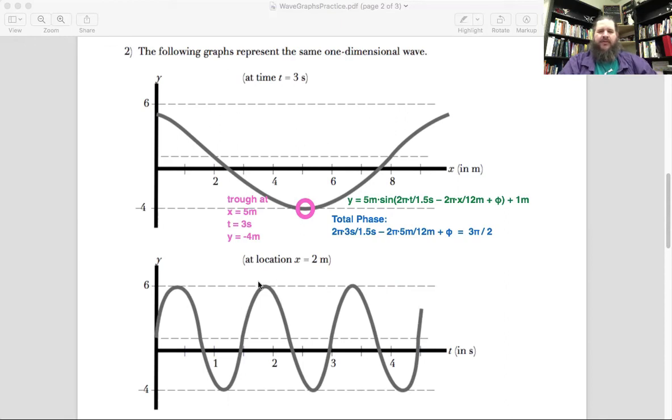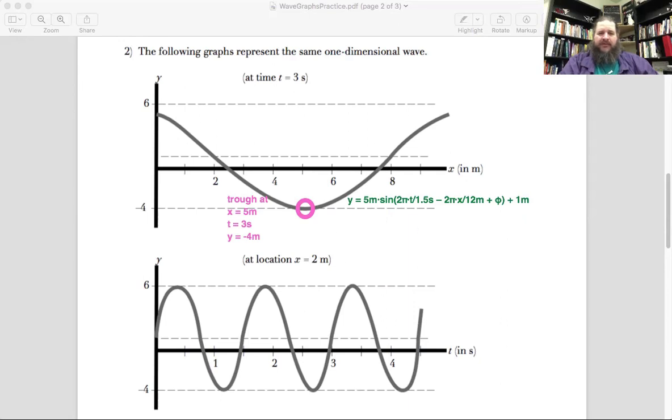Yeah, at a crest, the total phase is pi over 2, because sine of pi over 2 is 1, which is the highest it can be. So if you're at a trough, set the total phase equal to 3 pi over 2, plus or minus any whole number multiple of 2 pi. If you're at a crest, set the total phase equal to pi over 2, plus or minus any whole number multiple of 2 pi. And then you can solve for phi, the phase shift.